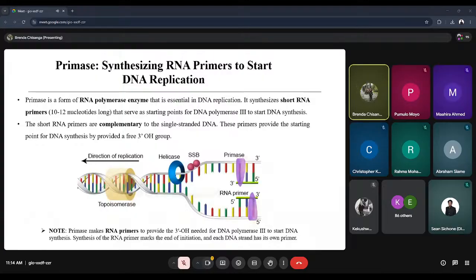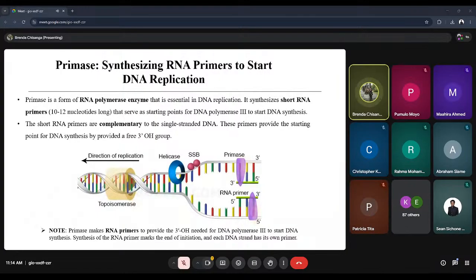The primer is RNA in nature, meaning that it is not made from deoxyribonucleotides. It is made from ribonucleotides, and it is synthesized by an RNA polymerase. To be specific, the RNA polymerase that synthesizes a primer is referred to as a primase.